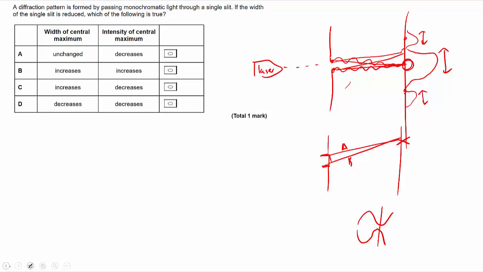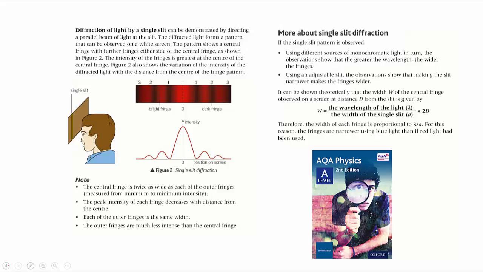But if we just go back to the notes that I selected here, there's a couple of things to remember about single slit diffraction. The central fringe is twice as wide as the outer fringes, so this is twice as wide. Intensity decreases with distance from the center. Yes, they're dropping off. Each of the outer fringes is the same width. These are all the same width here. And they're less intense than the central fringe.